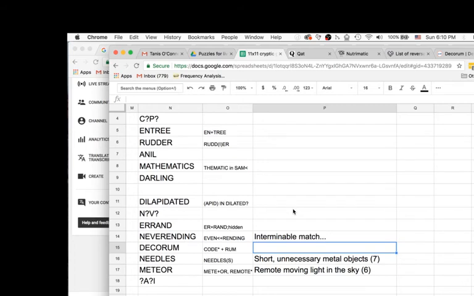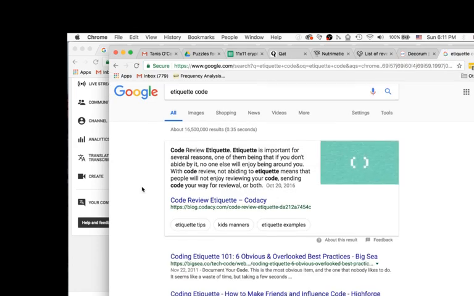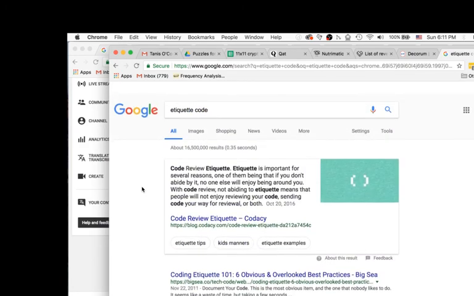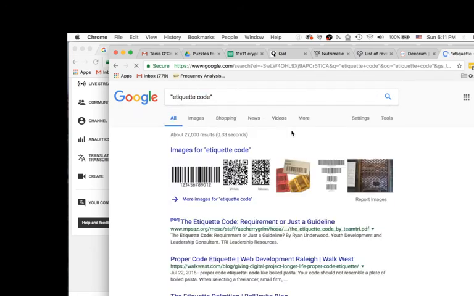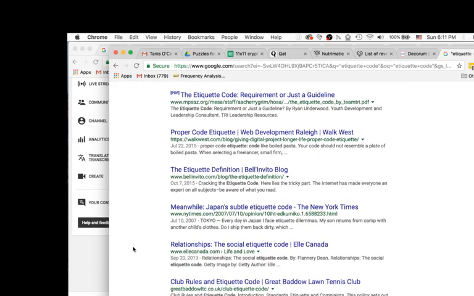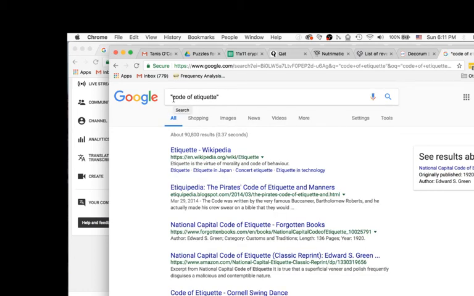So, I mean, code of etiquette makes sense. Does it make sense to say etiquette code? That feels wrong to me. Now it has all this stuff about the etiquette of code review. The etiquette code etiquette. Okay, some people say etiquette code. That's 27,000. That's not great. Code of etiquette is 90,000, so maybe.